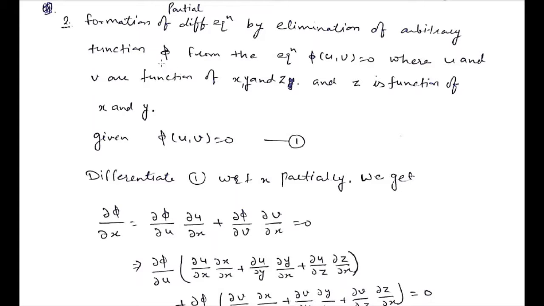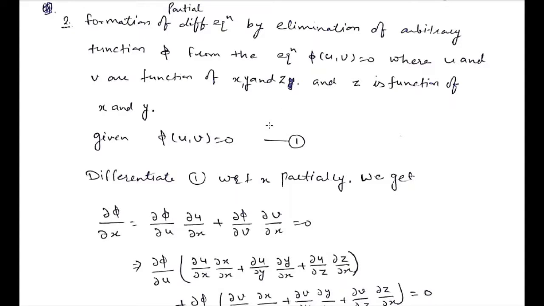We have a function phi. This is an arbitrary function. It's a function of two or more variables, u and v. So we have an equation phi(u, v) equals 0, and we derive a partial differential equation from this given equation, where u and v are some functions of x, y and z. Here z is the dependent variable, where x and y are independent variables.